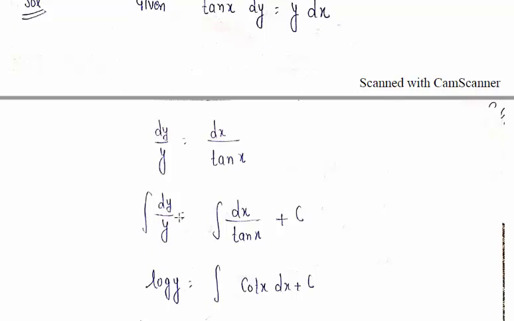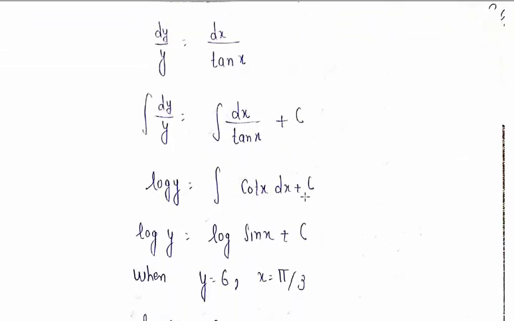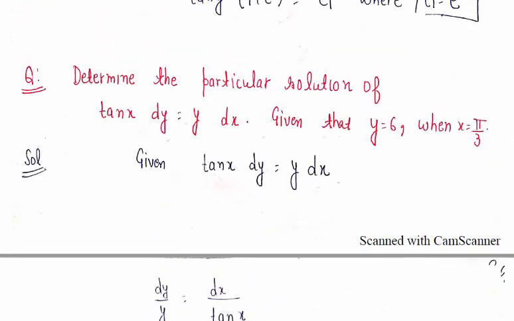Integration of 1 over y with respect to y is log y, and 1 over tan x equals cot x. So log y equals integration of cot x plus c, and we know that integration of cot x is log sin x plus c. Now here the constant c is involved. To find the particular solution of this differential equation, we require a particular value of that constant.